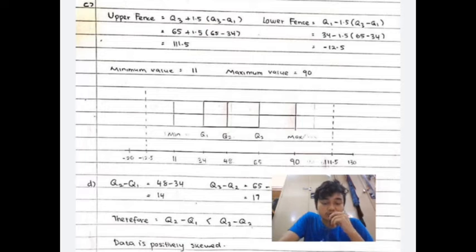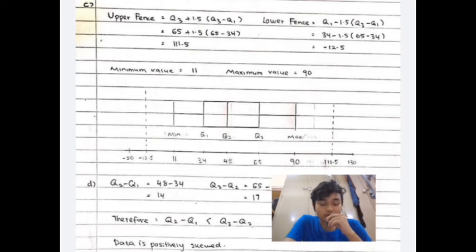In order to construct a box and whisker plot, first of all we have to draw a scale. For this question, we start with the lower fence value, which is negative 12.5, and we continue with the minimum value, that is 11, the lower quartile, that is 34, the median 48, the upper quartile 65, the maximum value 90, and the upper fence, which is 111.5.